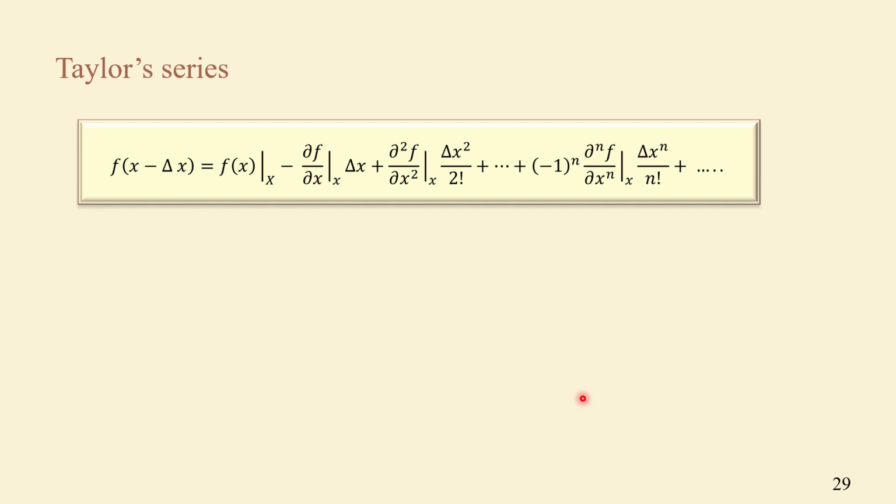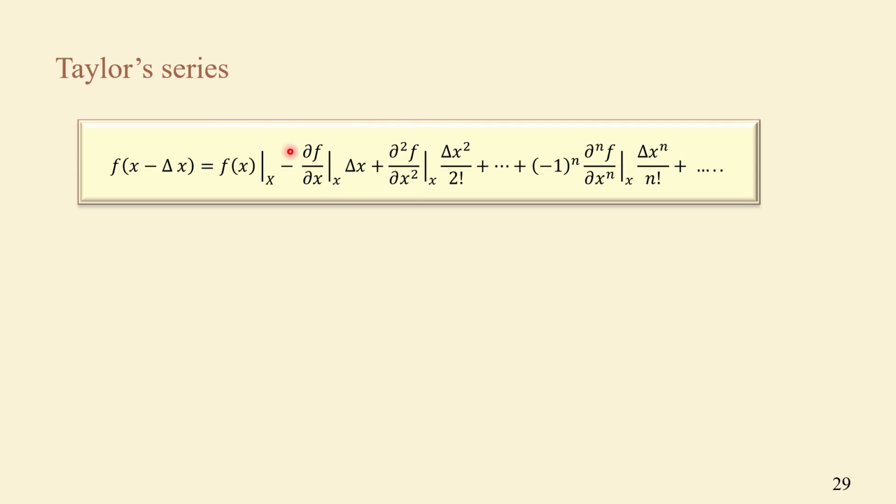Similarly, for the Taylor series, if we go backward, that is f of x minus delta x, it is given by f of x at x minus dou f by dou x at x into delta x plus dou square f by dou x square at x into delta x square by 2 factorial, and it keeps on going.